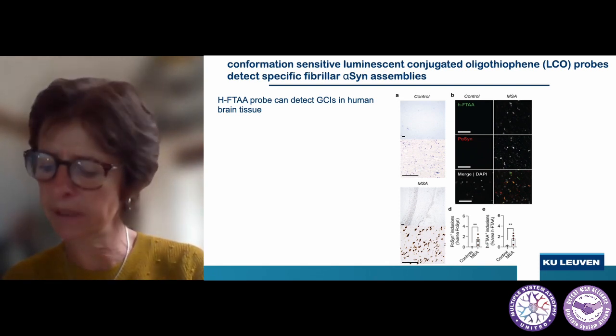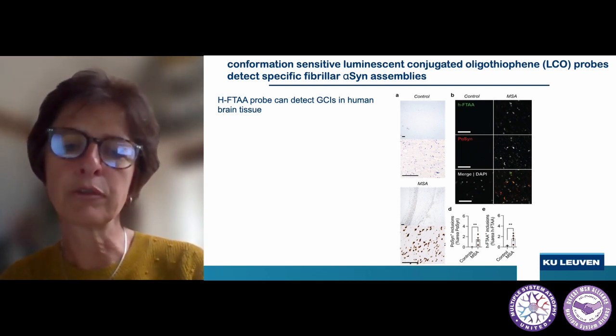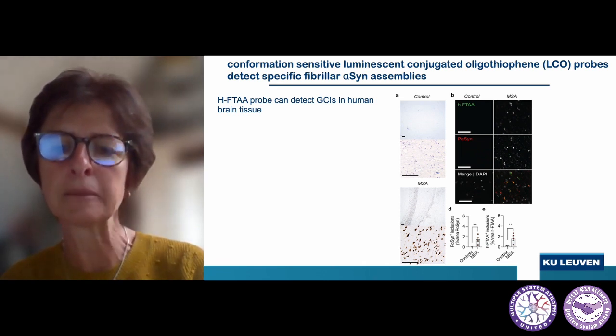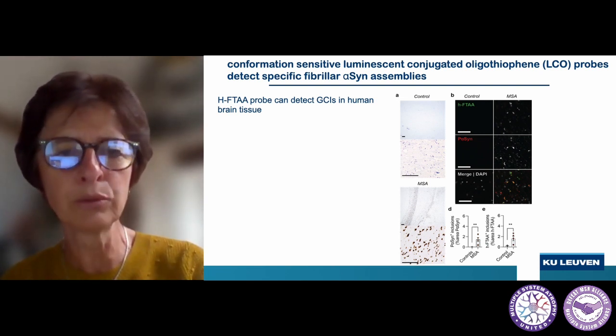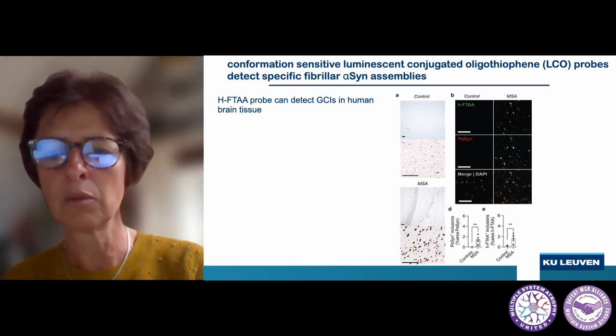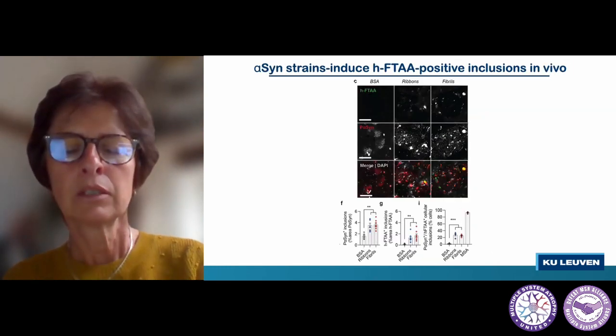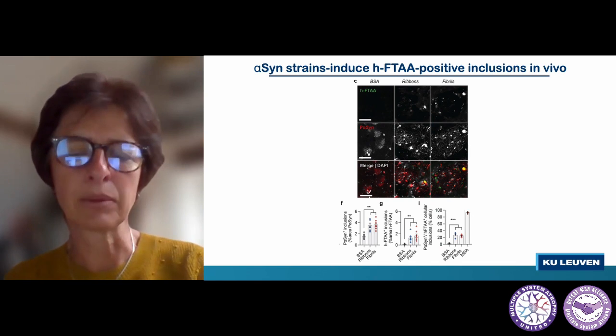And you can see the quantification here. So in MSA brain, we see clearly phospho-alpha-synuclein inclusions, which was known for these GCIs. But you also see specific binding of this probe in the MSA and not in the control condition. So we could show that these probes can detect these GCIs in the human brain tissue, a bit similar for the phospho-alpha-synuclein and the probe signal. So then we wanted to look, of course, in our animal models.